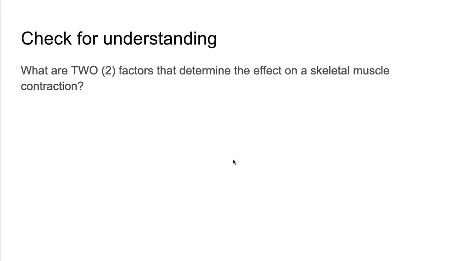Okay, so let's do our check for understanding. What are two factors that determine the effect on skeletal muscle contraction? Take a minute, think about it, write down an answer, and if you're with someone, go ahead and explain it to them. And if you're watching with your classmates online, go ahead and explain to each other by typing in your responses to one another. I'm going to go ahead and pause the video now.